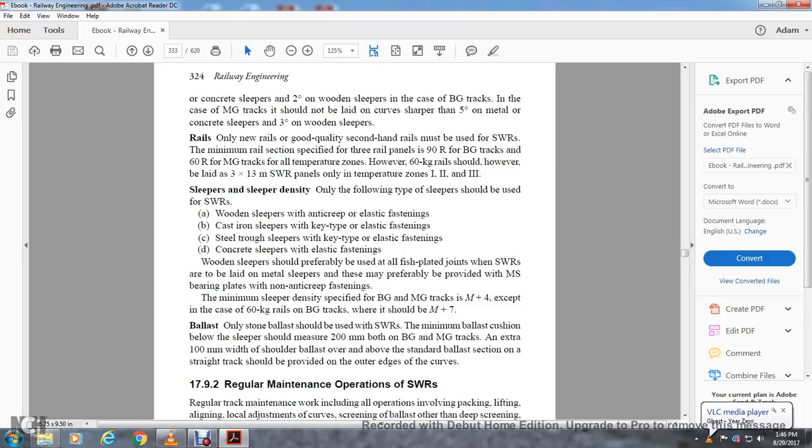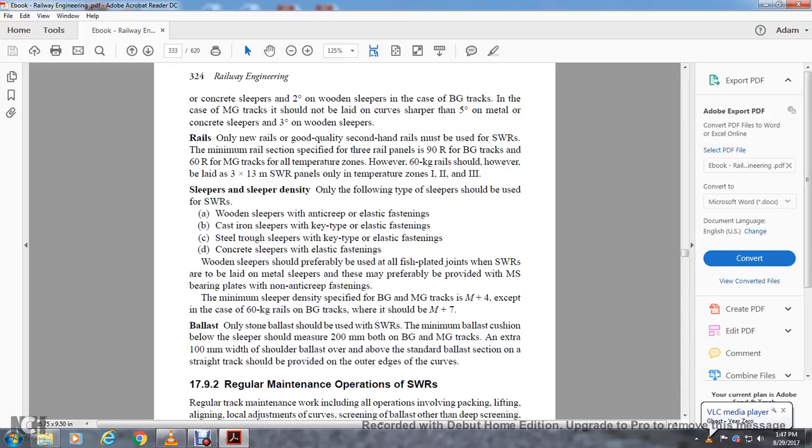Sleeper density. One of the following types of sleepers should be used with short welded rails: the wooden sleeper with anti-creep elastic fitting, the cast iron sleeper with key type elastic fitting, the steel trough sleeper with key type elastic fitting, or the concrete sleeper with elastic fittings. Wooden sleepers should preferably be used at all fish plated joints with short welded rails, or a metal sleeper that is preferably provided with an MS bearing plate with a non-anti-creep fastening.